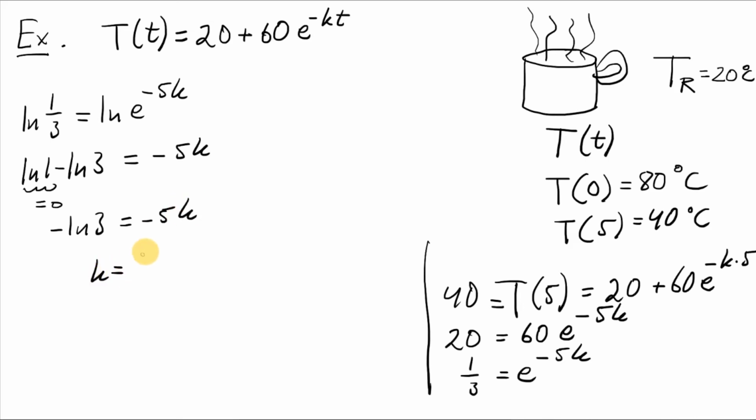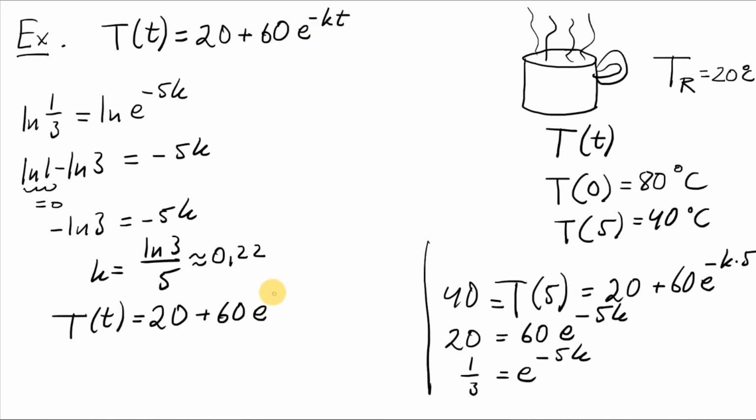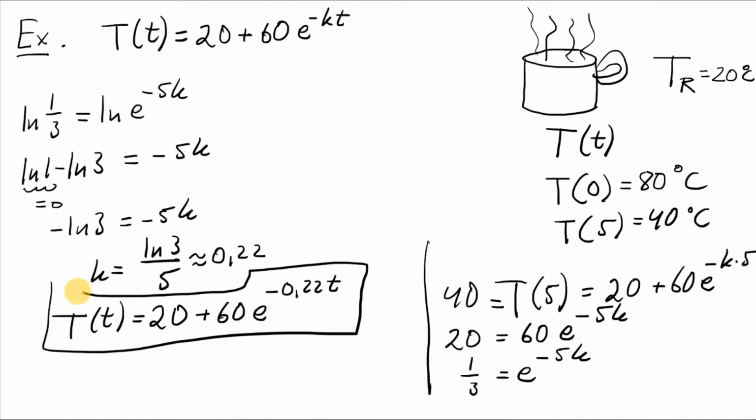So we see that k is equal to ln3 divided by 5. And using a calculator, this is roughly equal to 0.22. And then we can put that in here. And we have finally arrived at our solution. So we see that the temperature of the coffee decreases exponentially with time, from 80 degrees down to 20 degrees.